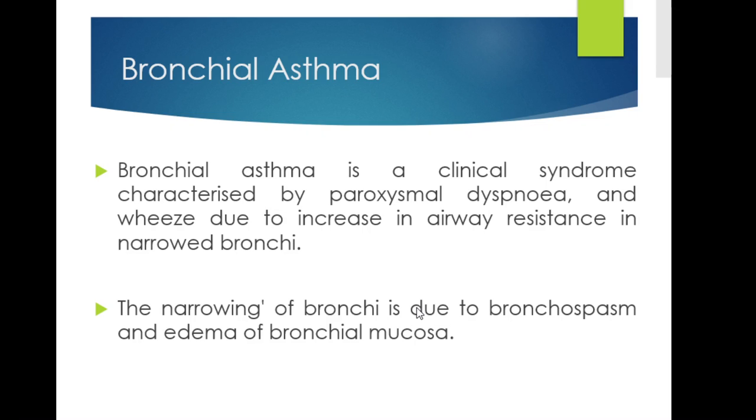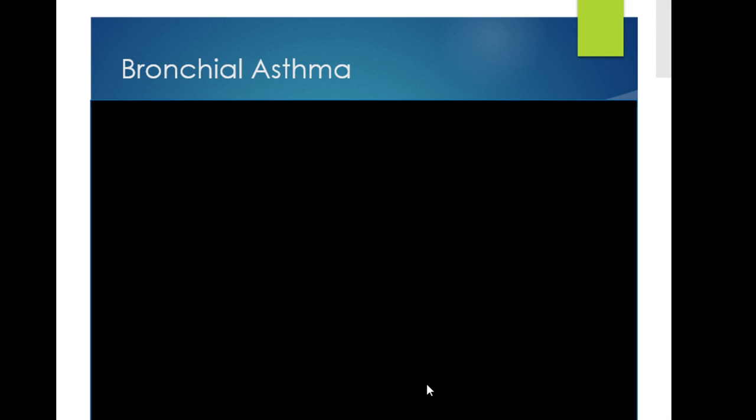First, coming to bronchial asthma. Bronchial asthma is a clinical syndrome characterized by paroxysmal dyspnea and wheeze due to increase in airway resistance in narrowed bronchi. The narrowing of bronchi is due to bronchospasm and edema of bronchial mucosa. Because of this, the patient may feel difficulty in breathing and may have breathlessness. So we'll see an animation of bronchial asthma.